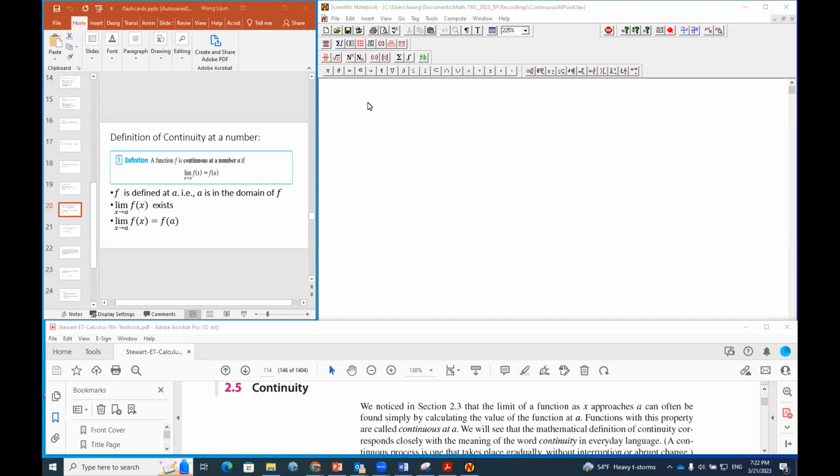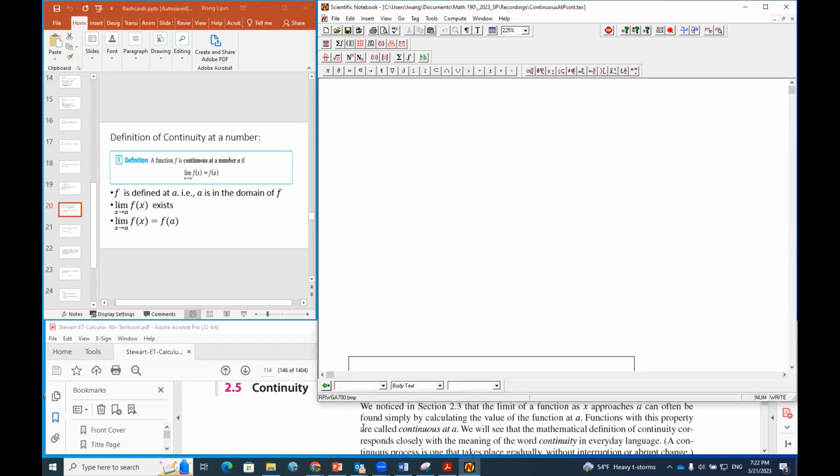Hello, in this lesson, we're going to talk about continuous function at a point, and how a function is continuous at a point is defined. So first of all, let's look at the definition.